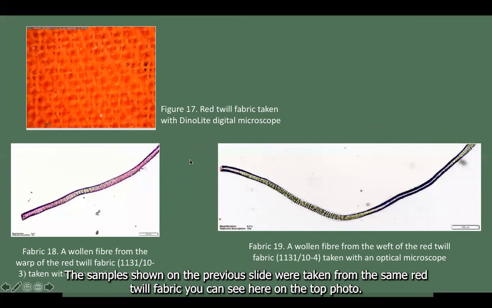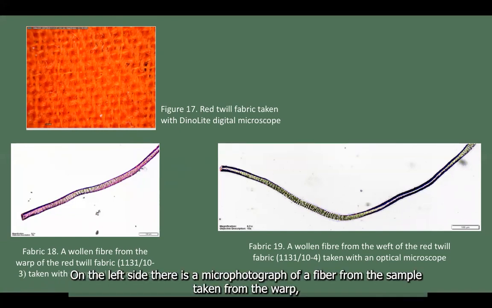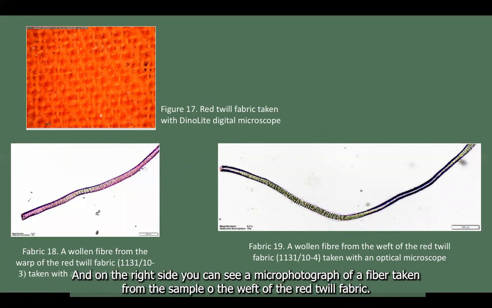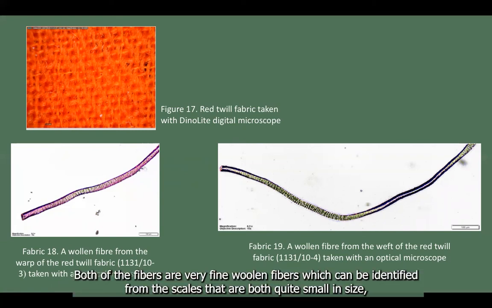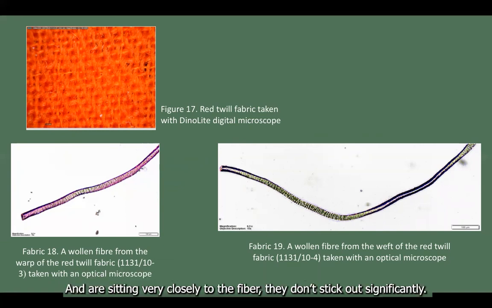The samples shown on the previous slide were taken from the same red twill fabric you can see here on the top photo. On the left side, there is a microphotograph of a fiber from the sample taken from the warp. And on the right side, you can see a microphotograph of a fiber taken from the weft sample. Both of the fibers are very fine woolen fibers, which can be identified from the scales that are both quite small in size and are sitting very closely to the fiber. They don't stick out significantly.